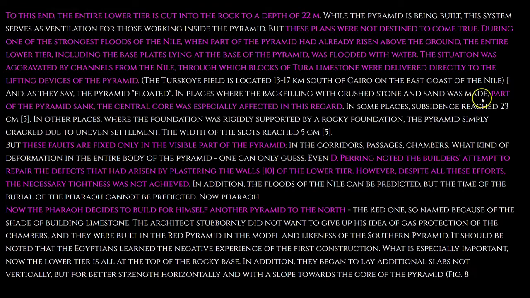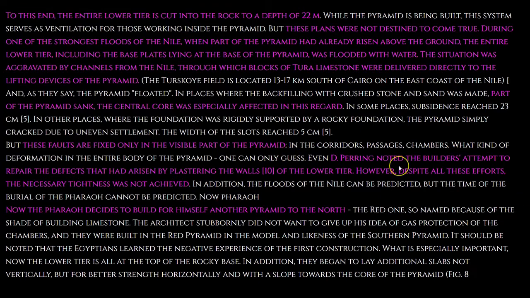So long story short, they are proposing that part of the pyramid sank. The central core was especially affected in this regard. So inevitably, the bent pyramid would be abandoned. So after this flood, Dr. Paring and several other researchers suggest that there were attempts to repair the defects that had occurred inside of this structure, particularly plastering of the walls of the lower chamber. However, the necessary tightness was not achieved.